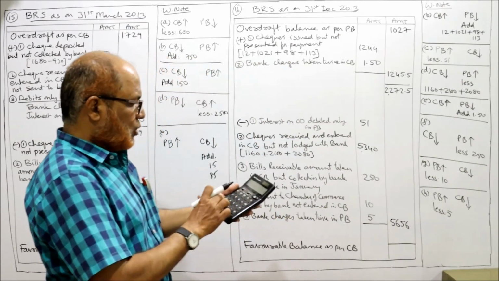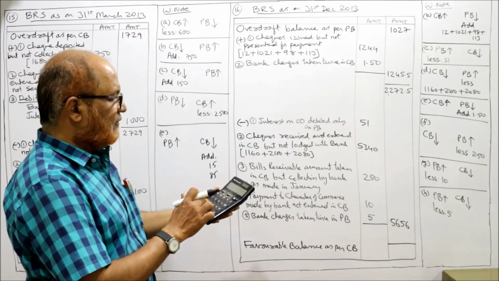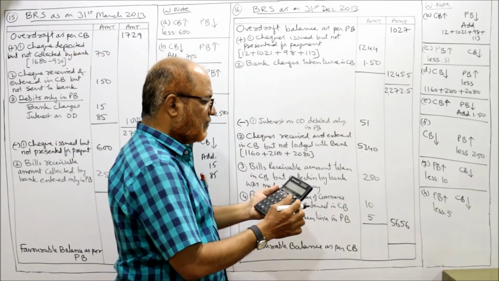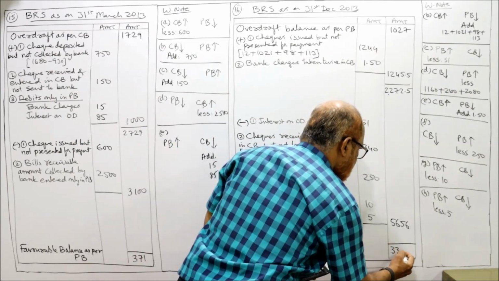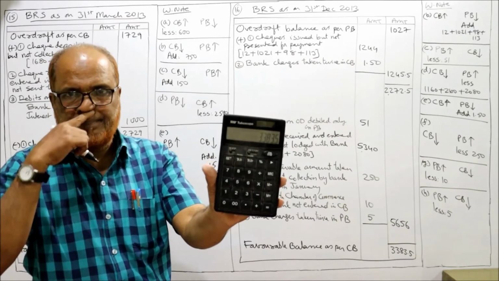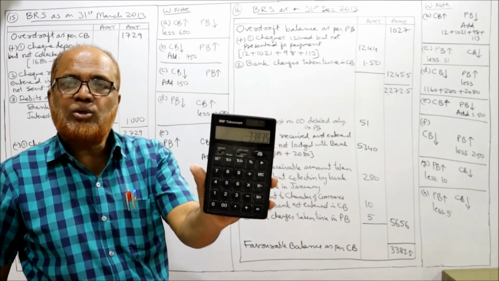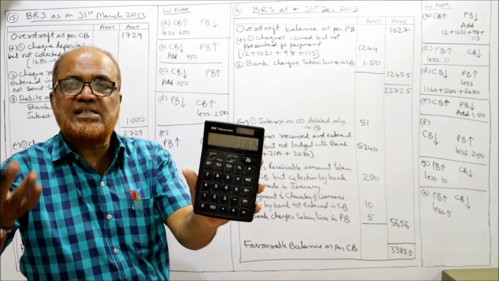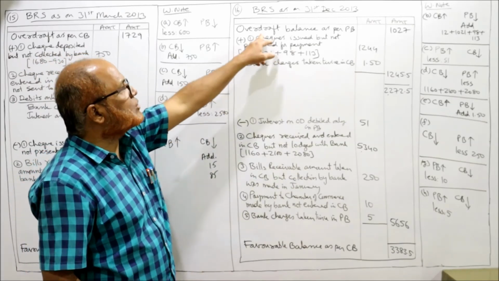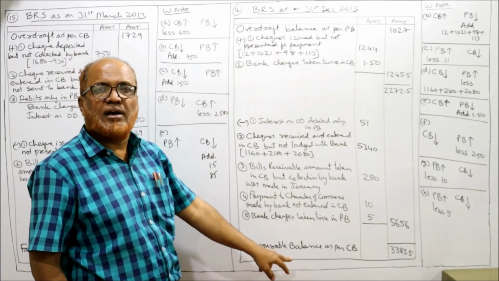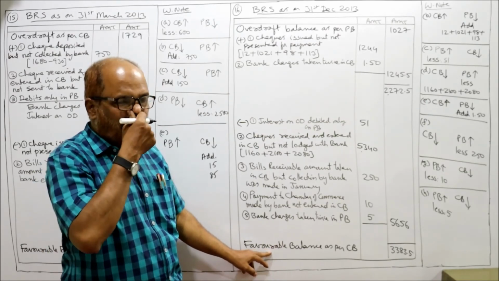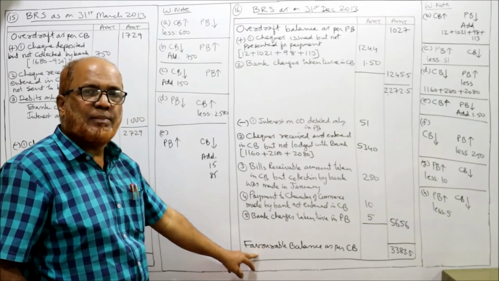Now we subtract 2272.5 minus 5656, 3383.5. This is the difference. But we are getting negative. I told you whenever we get minus, we have to reverse the starting point. Starting point was overdraft, so the closing balance will be favorable.